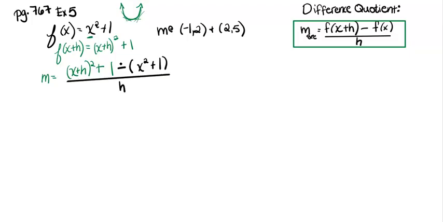And now I'm going to simplify. Okay, so first I'm going to square the green. So that's x times x is x squared. xh plus xh is 2xh. And then h times h is h squared.